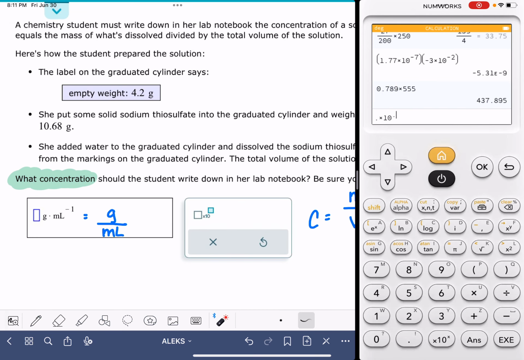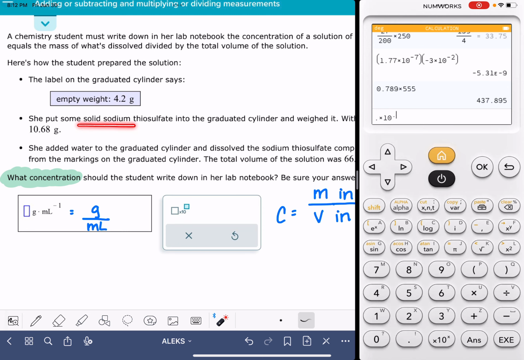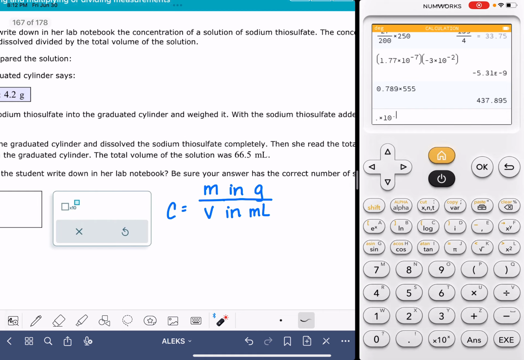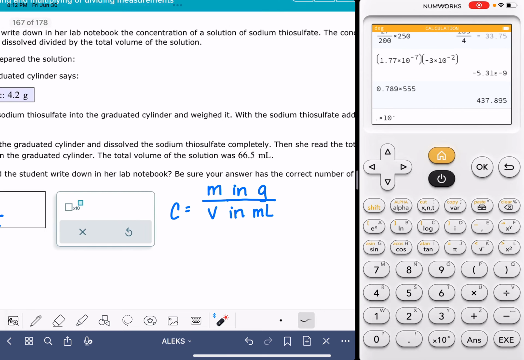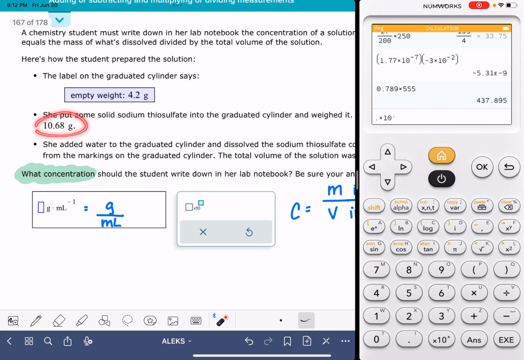This says that a student has a graduated cylinder. That's a measuring device. It's like a measuring cup kind of. And it says that when it is empty, the weight of that graduated cylinder is 4.2 grams. Then it says that the student puts a solid substance in there. Don't worry about what it is. It doesn't matter. And weighs it. When that substance is added, the cylinder weighs 10.68 grams.